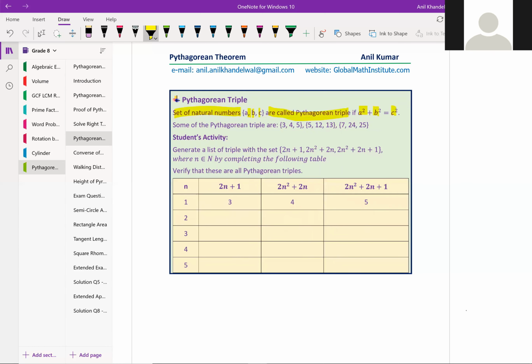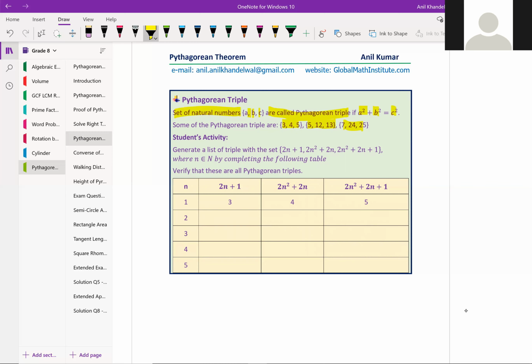It does not follow, since that is not a natural number. So the 3 numbers should be natural numbers. We have some of the Pythagorean triples straight here: 3, 4, 5, and 5, 12, 13. You could also have 7, 24, 25. Now the question is, how do we produce these triples? That is what we are going to see here.